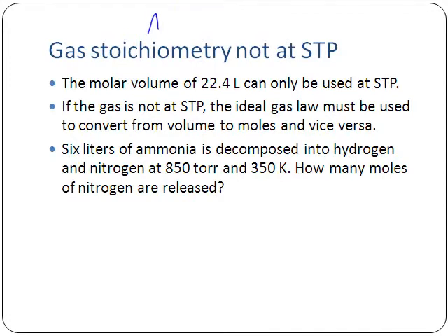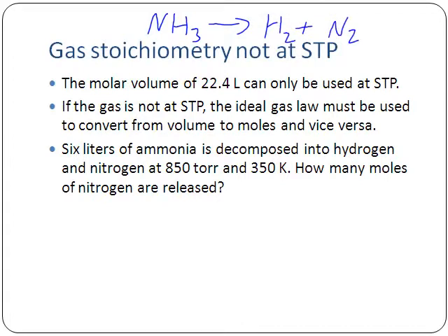Ammonia is one of those that you just sort of need to know what it is. It doesn't fit our naming rules, but you just need to know it's NH3. And it's decomposing, so it's coming apart, and it's turning into hydrogen and nitrogen. So hydrogen gas is H2, nitrogen gas is N2. And so we're going to balance this guy out.